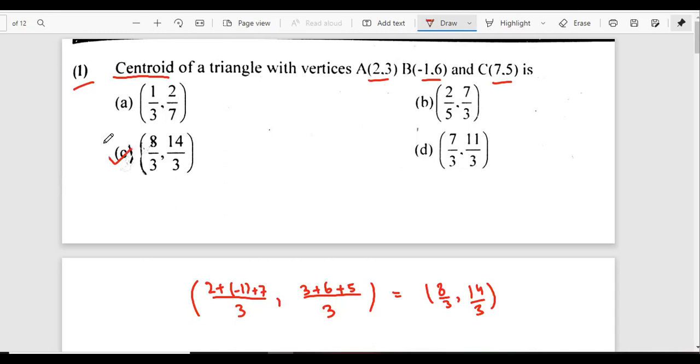Now, this was a very simple question. The only thing is that we should be knowing all the formulas. So for centroid, we add all the x coordinates of the vertices, divide that by 3. Then y coordinates of the vertices, divide that by 3, and then you get your answer. Okay, let's see what we have next.